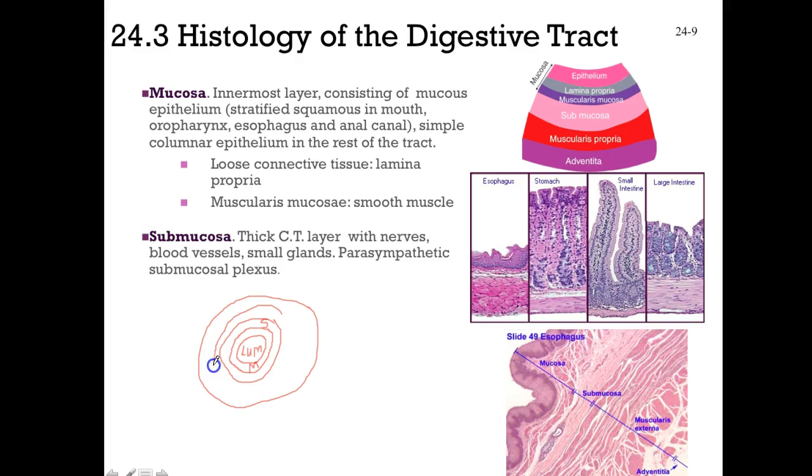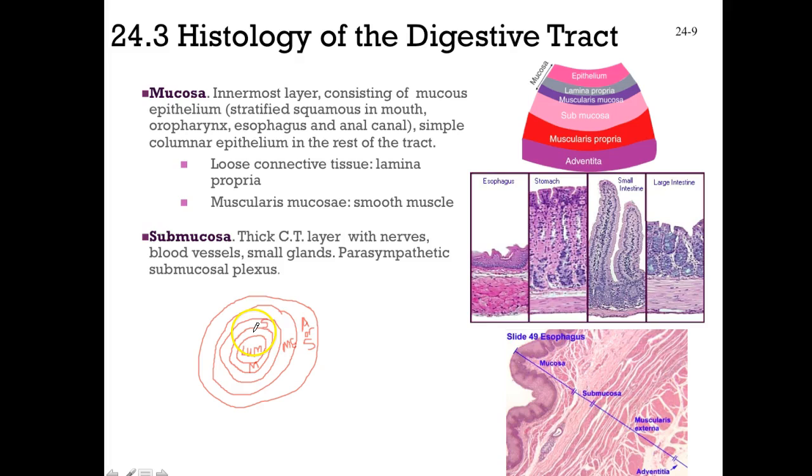And then you guys guessed it. Next layer is going to be your muscularis externa. Okay, and then your very last layer will be your adventitia or serosa, depending on where you are. So I just wanted to give you a visual of what we're really discussing here. And then now we'll talk about the details.